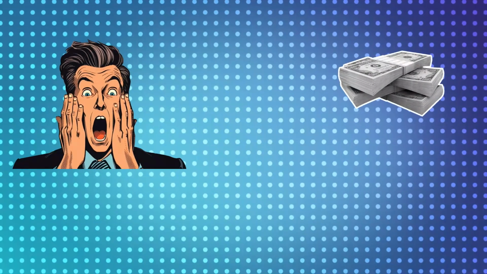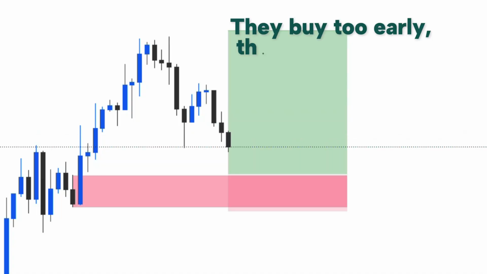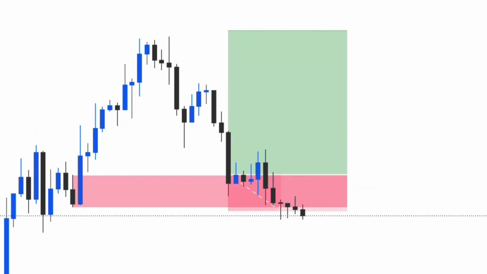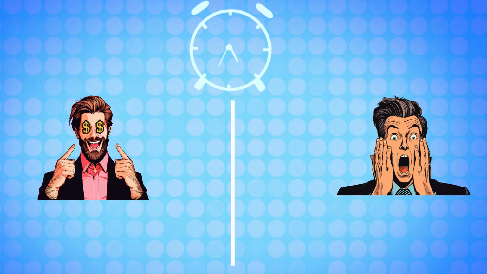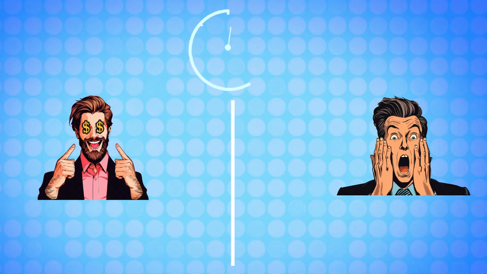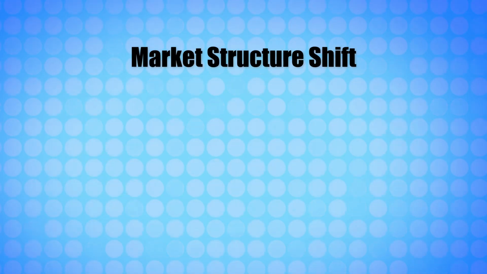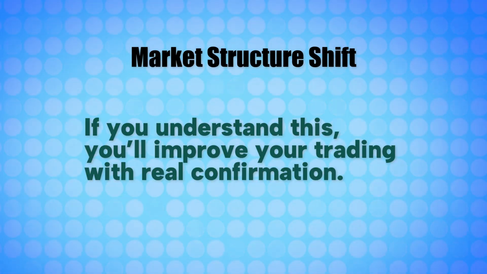Most traders lose money not because their strategy is bad, but because they enter at the wrong time. They buy too early, they sell too late, and then they blame the market. The truth is, timing is what separates profitable traders from frustrated traders. Today, I'm going to show you one simple concept that fixes this problem: market structure shift. If you understand this, you'll improve your trading with real confirmation.